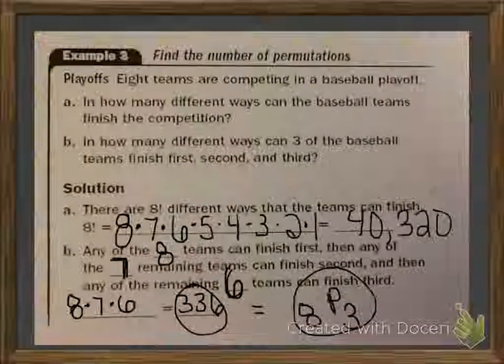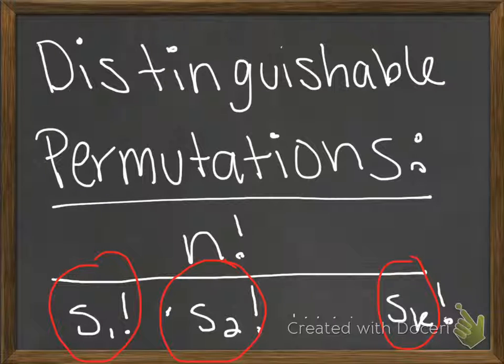Let's go back to our formula here. N factorial over s sub 1 factorial times s sub 2 factorial all the way out to s sub k factorial. N stands for the total amount of letters in each one of our words, either even or California. All of my s sub 1s and s sub 2s stand for an individual letter that is repeated. The number that you are going to fill in there is how many different times it is repeated throughout the word.